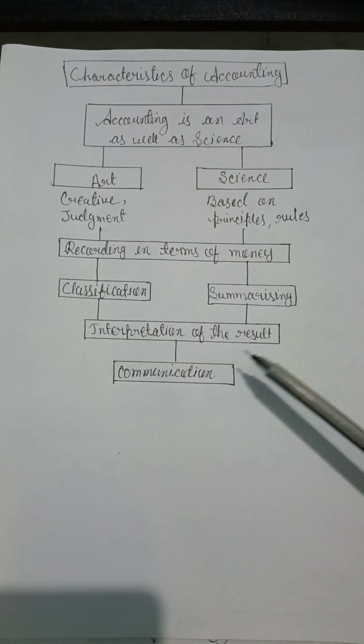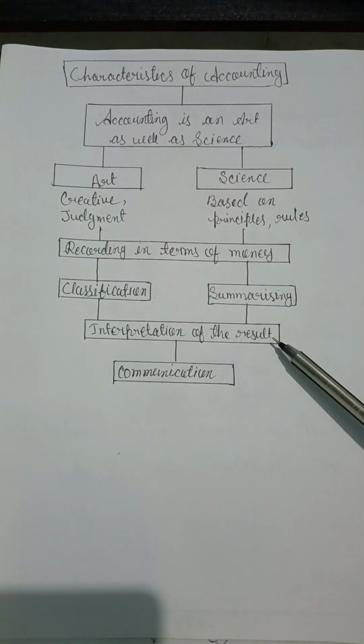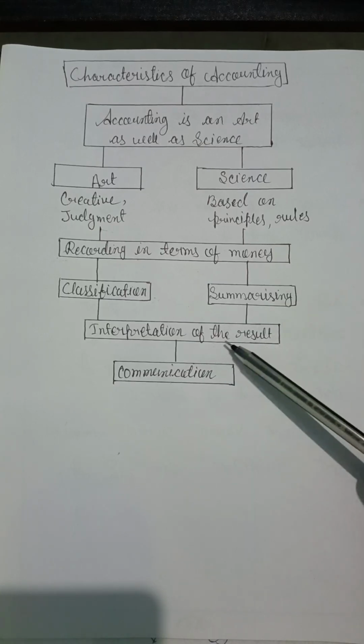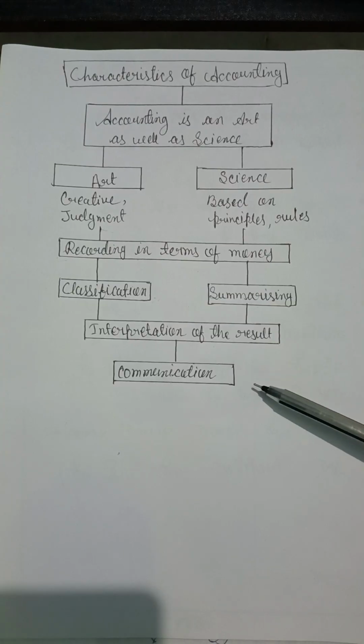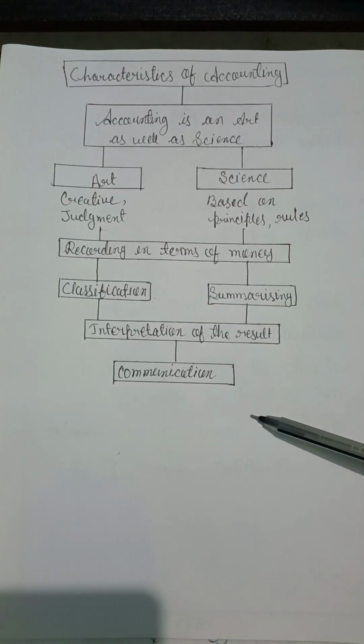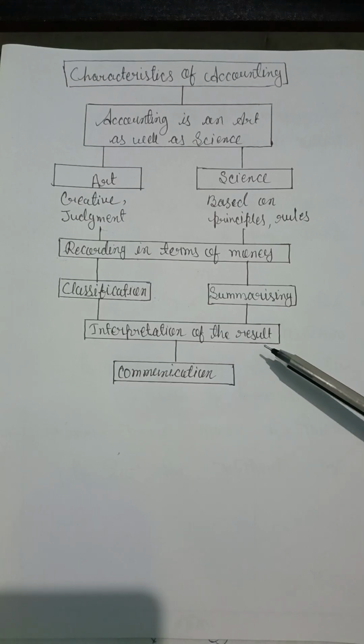Okay, next, interpretation of the result. How do we interpret the result? We will prepare a financial statement and we get a result of the business. So we are interpreting whether this year our business earned a profit or not. Okay, and why our business earned a loss. So these types of things we are interpreting.